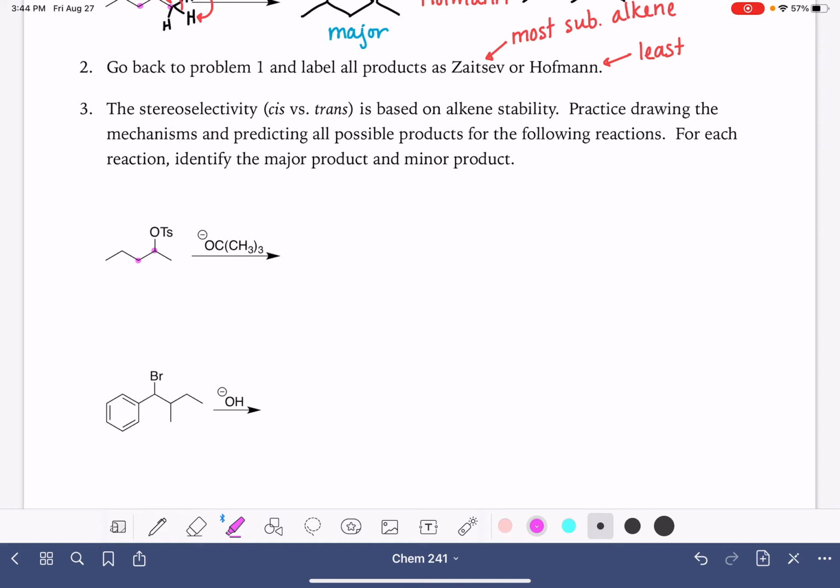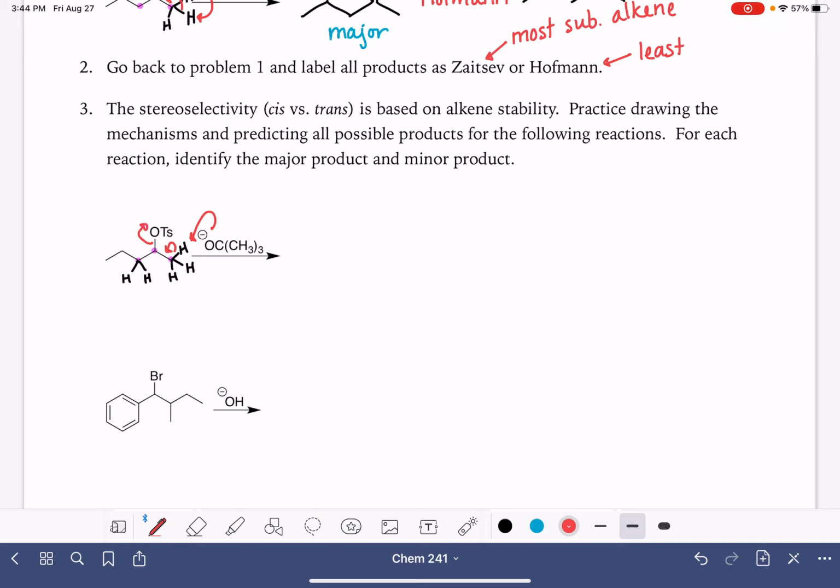And here are the two possible carbons that are eligible for elimination. Here are the hydrogen atoms that might get abstracted by this base. We are dealing with a bulky base, which means that it's going to go after the least substituted carbon. This is a secondary carbon. This is a primary carbon. That means that our bulky base wants to attack the primary carbon because it is least substituted.